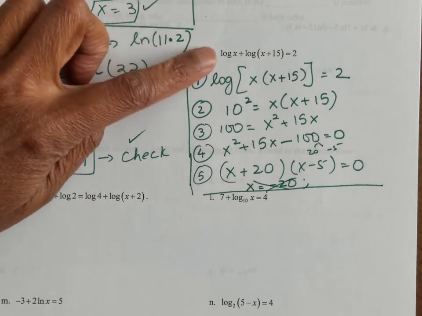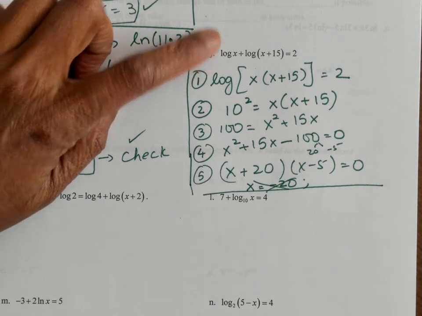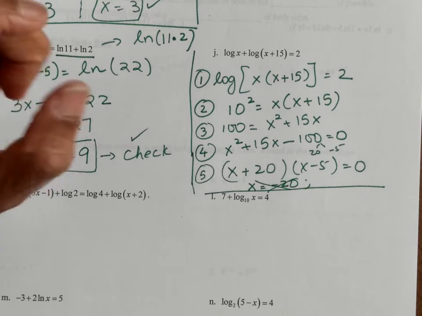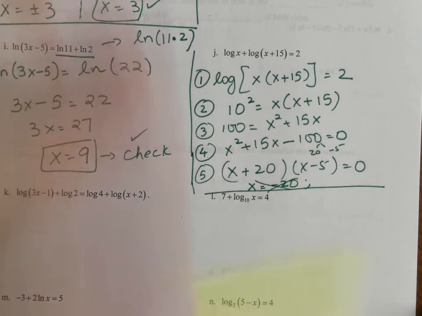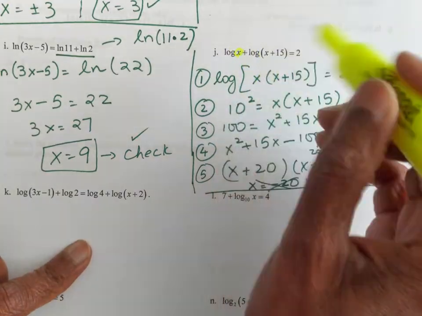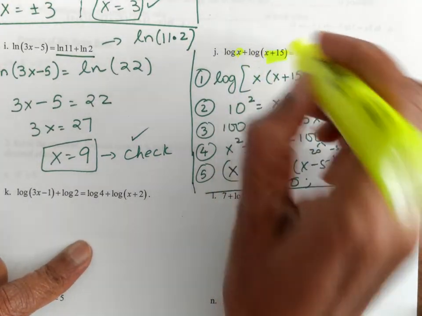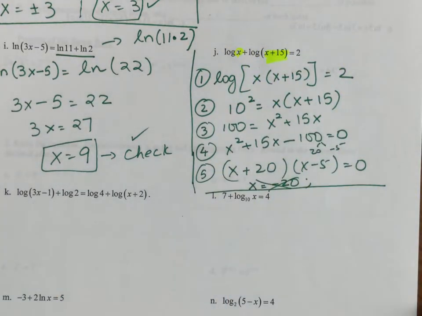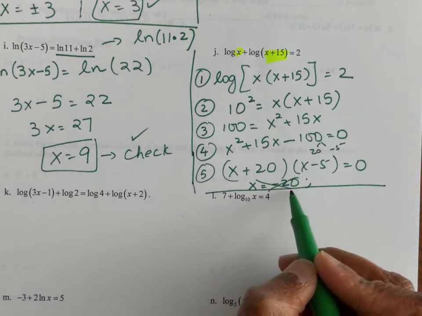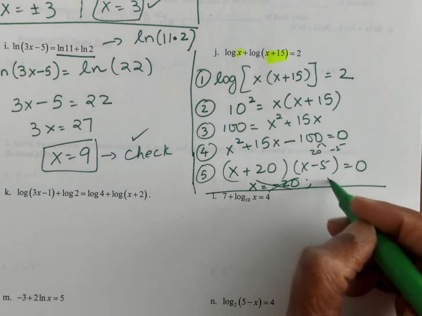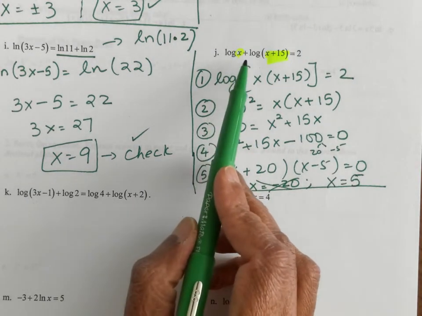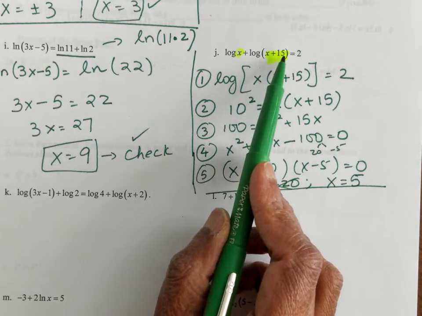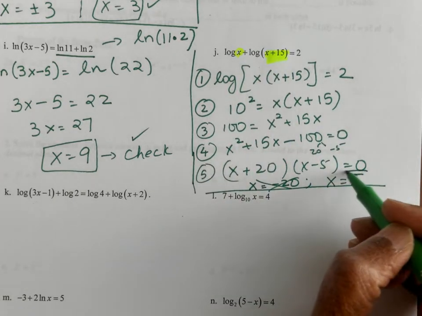If I look at my statement at the top, there's just log of x, so I know any negative value will not work. I don't even have to do any calculation. The input for log is x, and the input for the other log is x plus 15. Even if one of them doesn't work, it doesn't work. So I know any negative will not work, so x equals negative 20 will not work. And x equals 5, it's positive 5, log of a positive works. 5 plus 15 is 20, works, so 5 works.